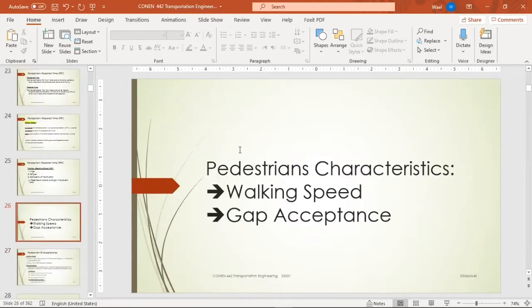So, what we have discussed so far are basically the characteristics of drivers. Now, we have pedestrians also. Those are road users as well. So, we will be discussing the main characteristics relevant to us, which are basically walking speed and gap acceptance.